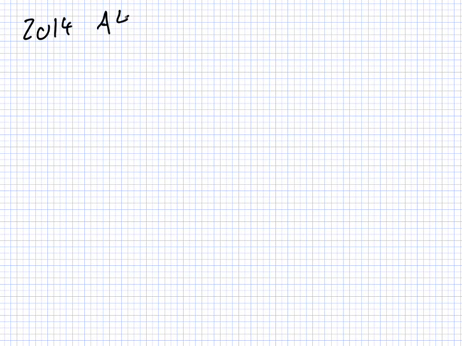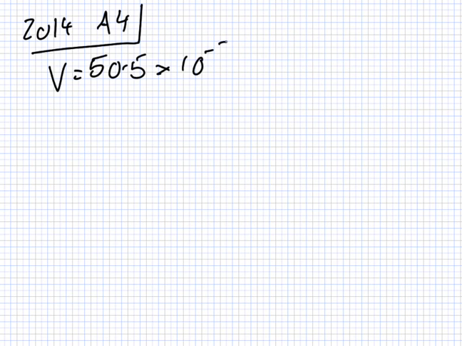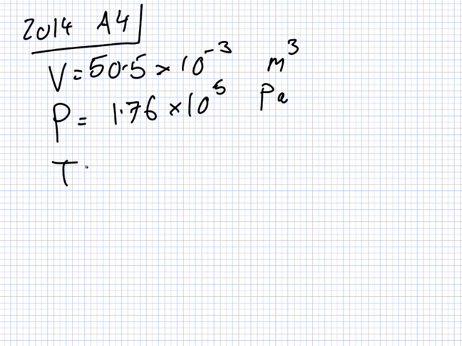2014 A4. Let's have a look at it now. So you're given the volume. Volume is 50.5 times 10 to the minus 3 meters cubed. You're given the pressure. It is 1.76 times 10 to the 5 pascals. You're given the temperature. It's 300 Kelvin or 23 Celsius.